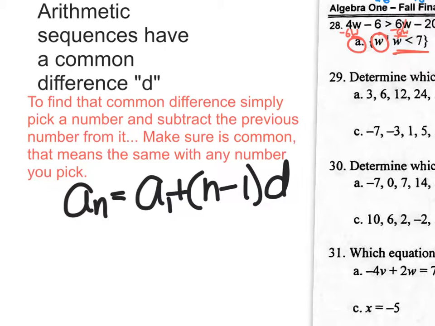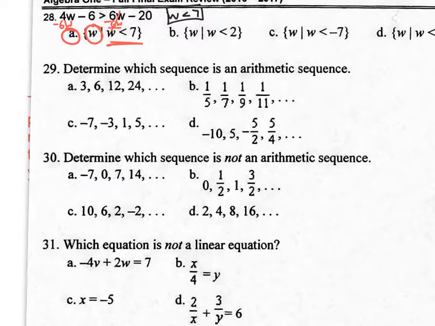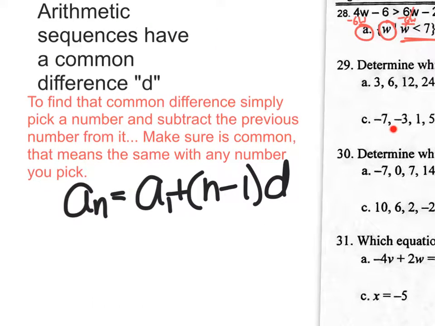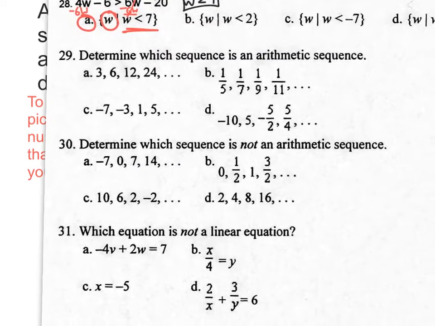So what we need to do is pick a number, and let's say you pick 6, and you're supposed to subtract the previous number from it. So 6 take away 3 is 3. Now if we keep reading over here, it says make sure it is common. That means the same with any number you pick. So it has to be consistent in all of them.